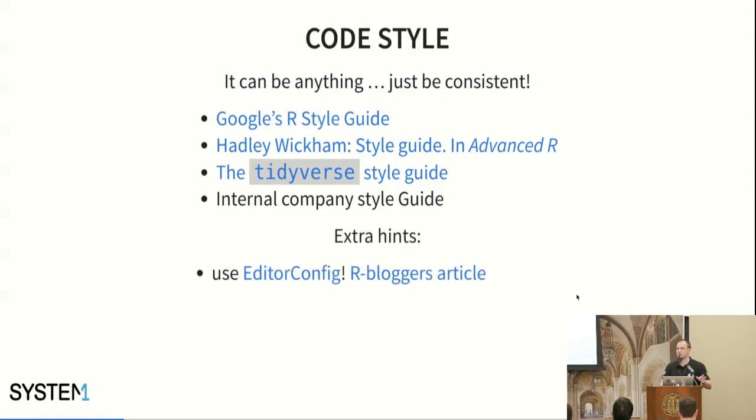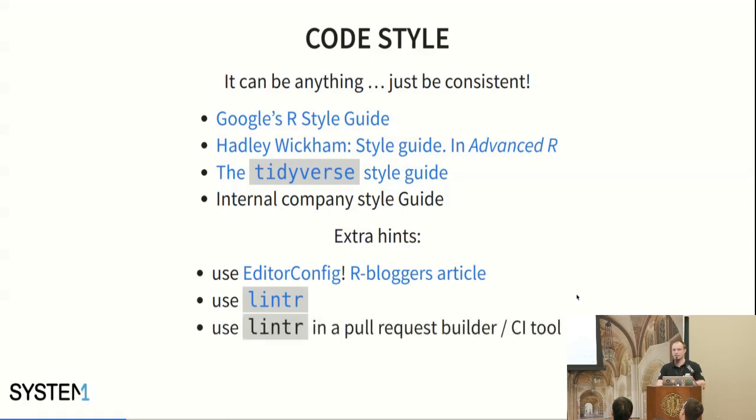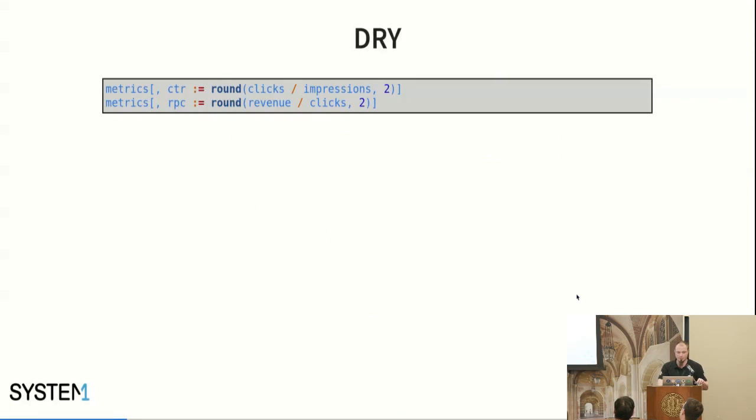Just be consistent, that will help a lot. Some related extra hints: not sure if you're familiar with EditorConfig. It's a standard configuration file for the most common code style things, like the number of spaces used for indentation and so on. Always use a linter, which is a static code analysis tool, enforcing the code style that you define there. And I think it's really great to include that in a pull request builder, so that your code always gets validated before being merged into production.